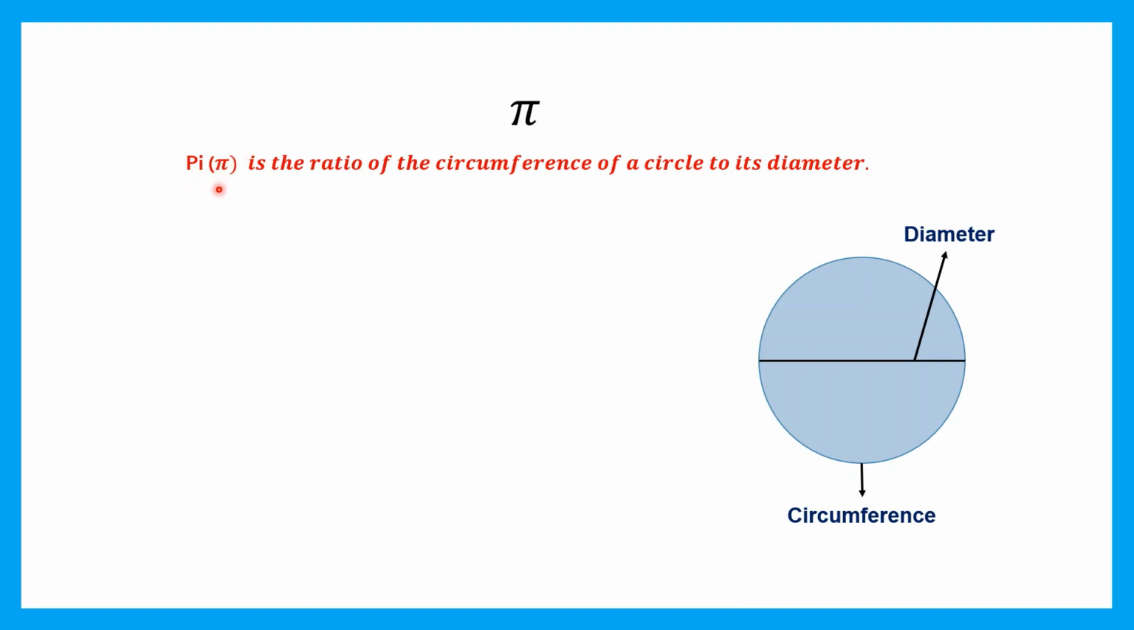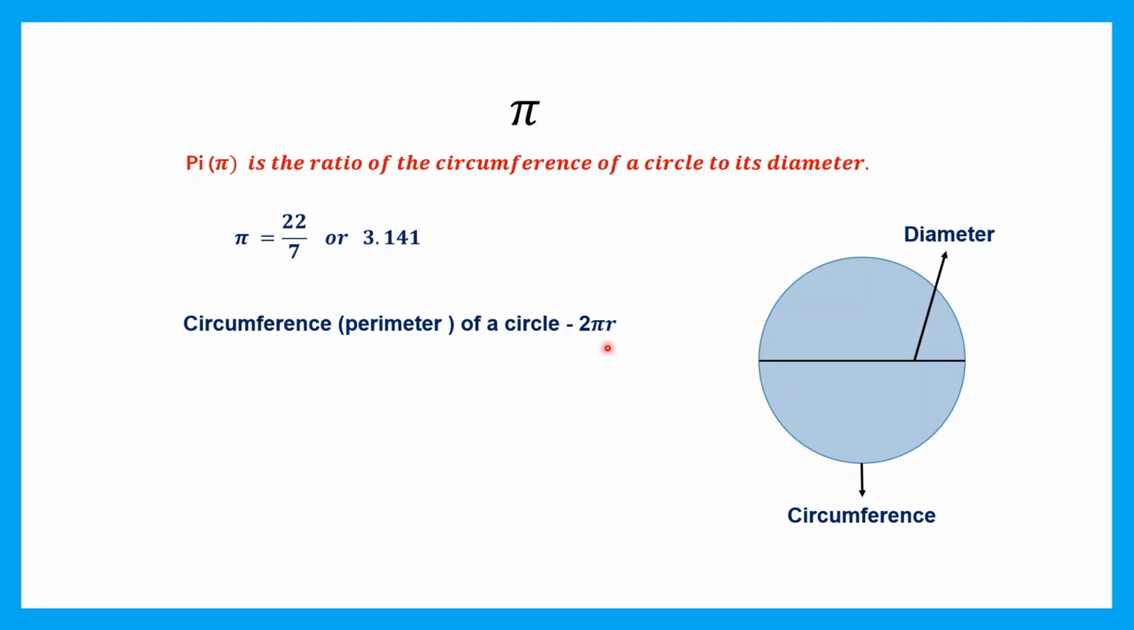Now, what is the value of pi? Pi in the fraction form will be equal to 22 by 7. In the decimal form, it is 3.141. So you will have to use one of these values for your problems. Then some important formulae. Now, if you have to find the circumference of a circle, the formula to use is 2 pi r.